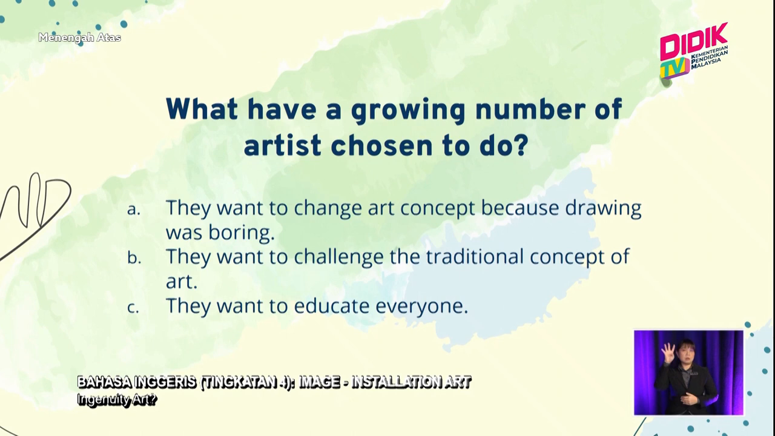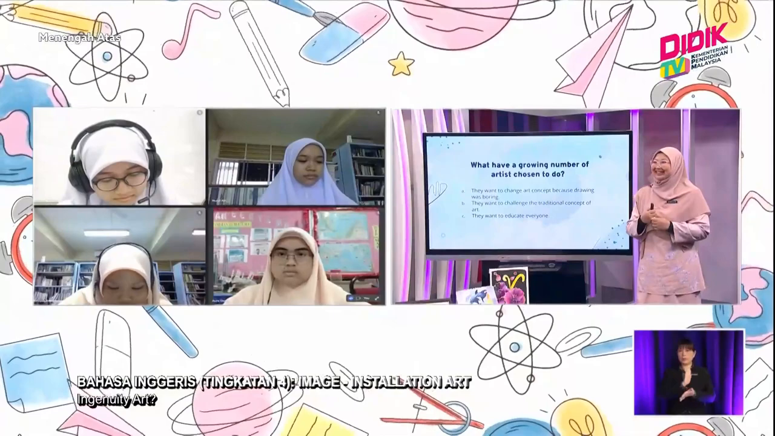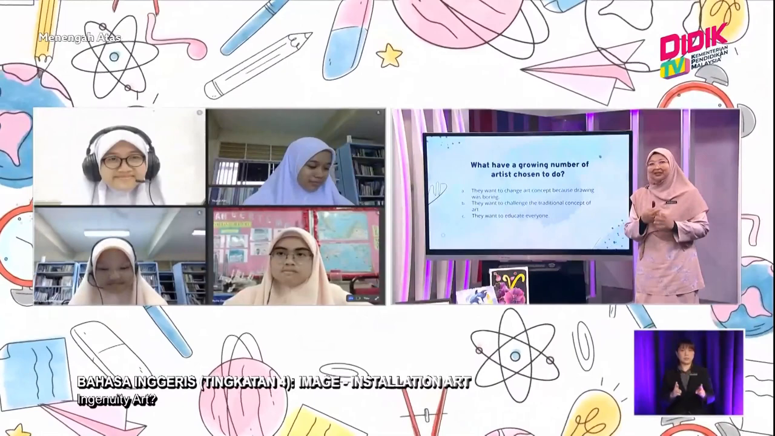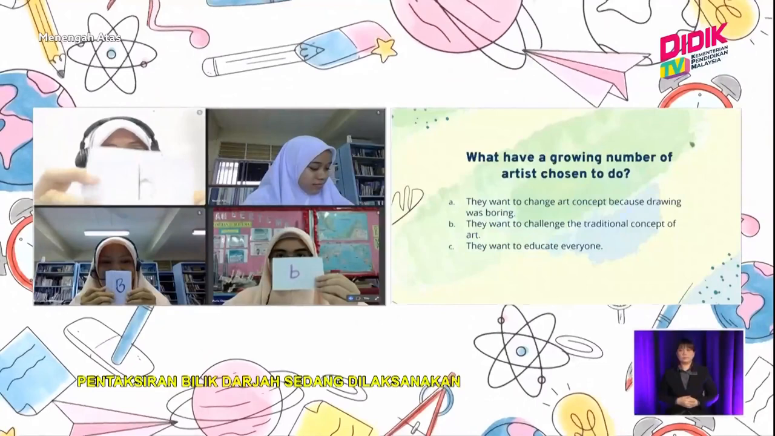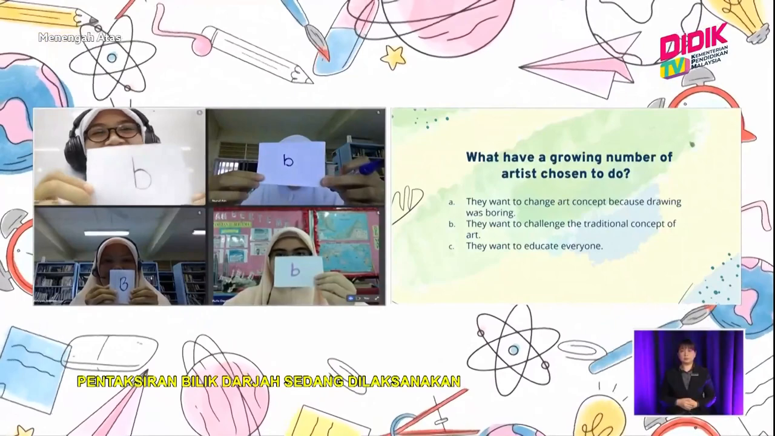So, what you have to do now, everyone out there, you can write your answer on a piece of paper and show me your answer. Okay, so you guys ready? Okay, pupils, what's your answer? Show us your answer. Hold it up to your camera. Oh, B. We have B answers. Now we're just waiting for Ayn. Okay, B as well. Good job. Everyone answered B.